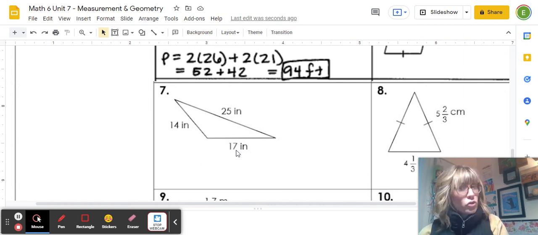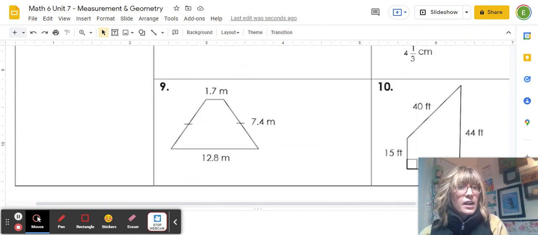You can find the perimeter of triangles by simply adding up all of the different side lengths. You can find the perimeter of trapezoids, noticing here that these two are the same, they're just not both marked with numbers.